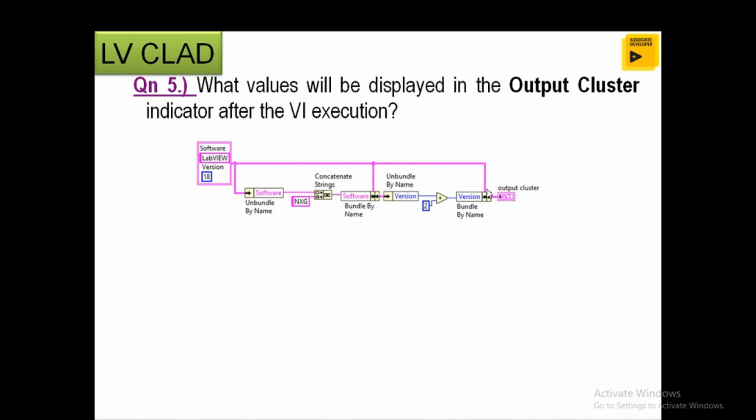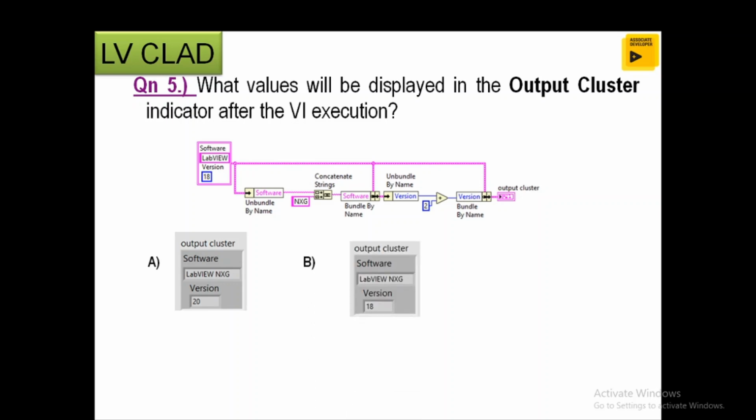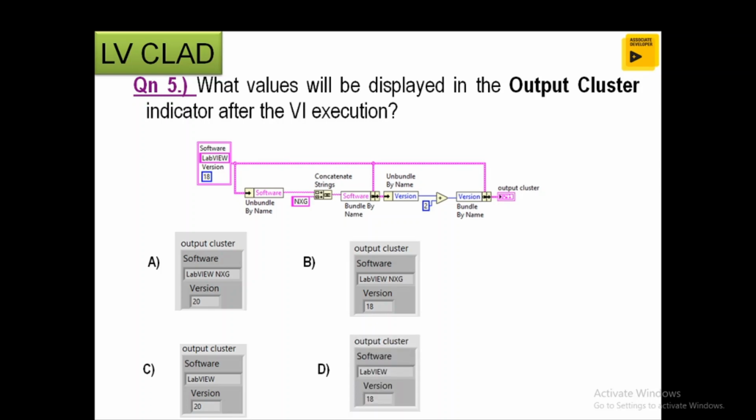And here we are getting one more output, but it has been referenced with the earlier one. So what will happen? LabVIEW NXT and 20 will be the output, or LabVIEW alone will be there and 20 will be the version output. Let me show the options and you can come to a conclusion. Option A, LabVIEW NXT 20, option B, LabVIEW NXT and 18, and option C, LabVIEW 20 then LabVIEW 18. D option is not a correct one. The reason is it's not going to be similar, since we did manipulation, so the D option you can remove.